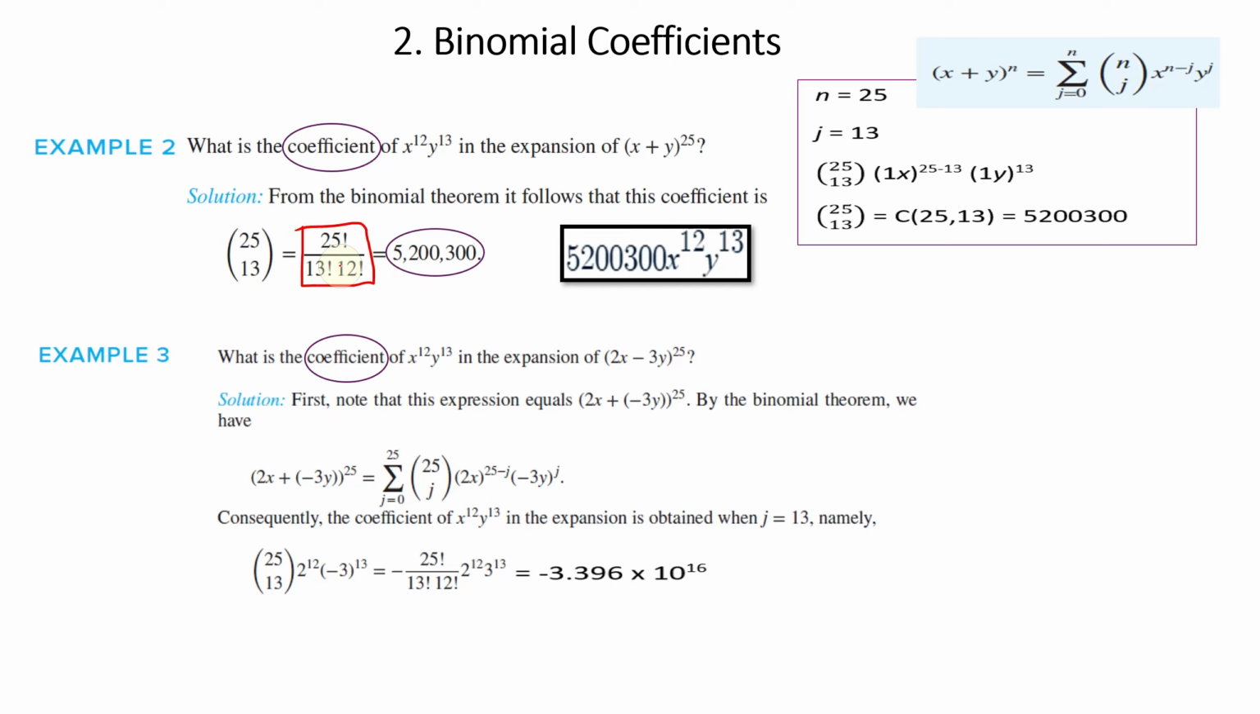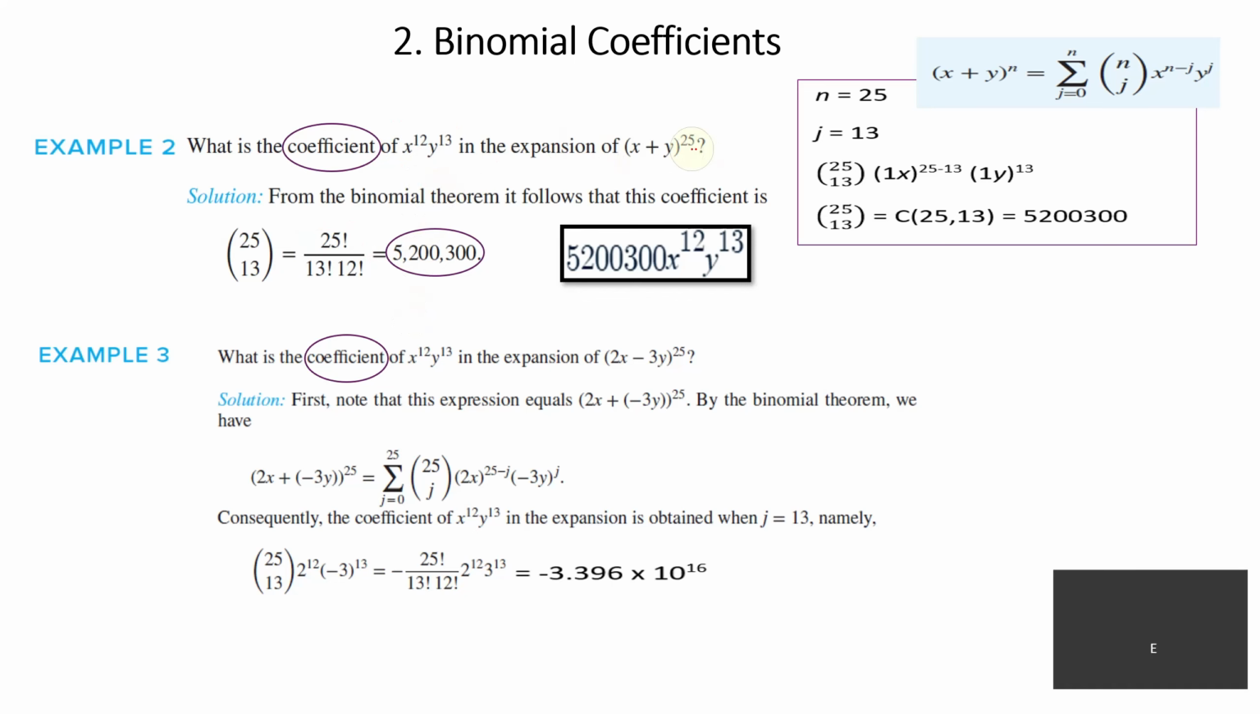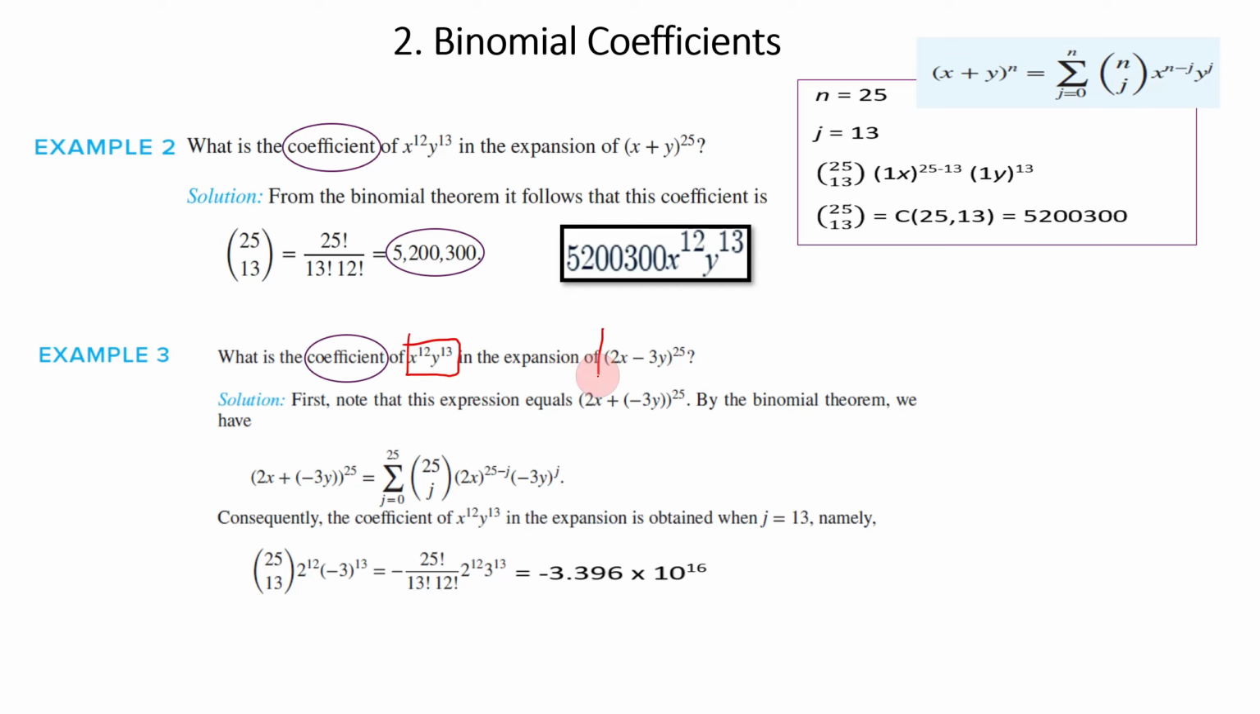This is going to be the coefficient of x to the power of 12 times y to the power of 13 if we do this expansion. Now, if we look at the same thing, the coefficient for x^12 and y^13, when we have something like this.